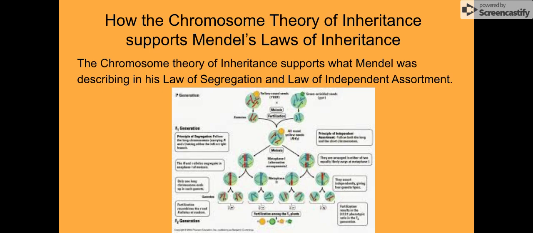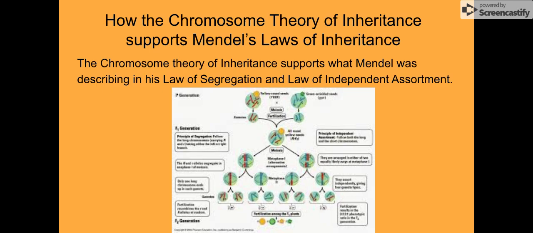The chromosomal theory of inheritance is that genes have specific locations on chromosomes, which are called loci, and that it is chromosomes that segregate and assort independently. What Mendel said was pretty much the exact same thing. Mendel's laws were the law of segregation and the law of independent assortment.